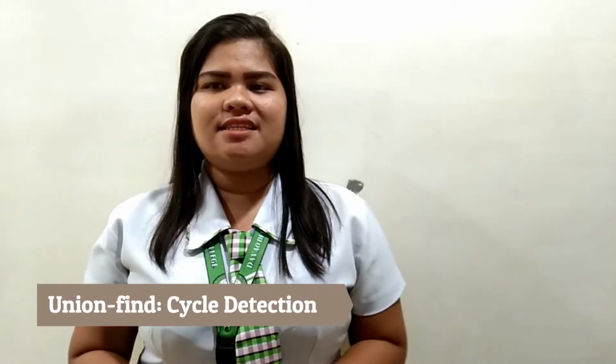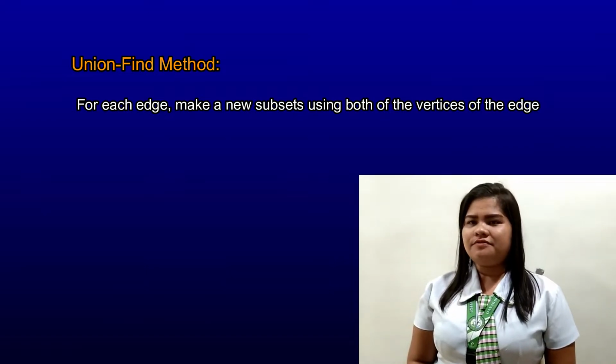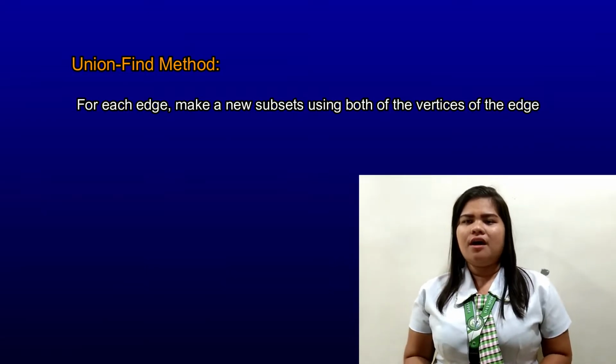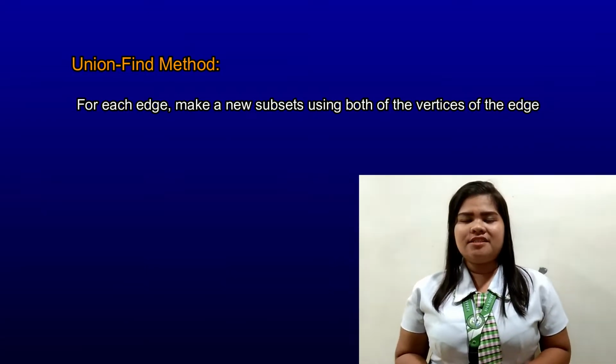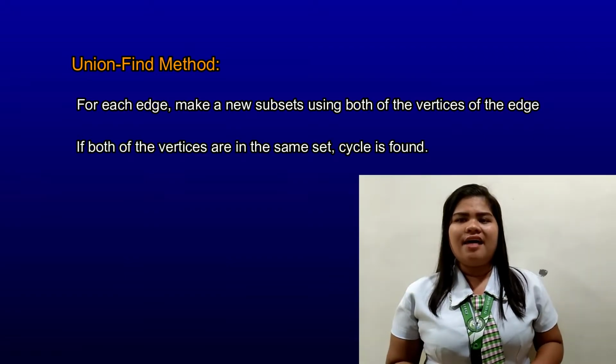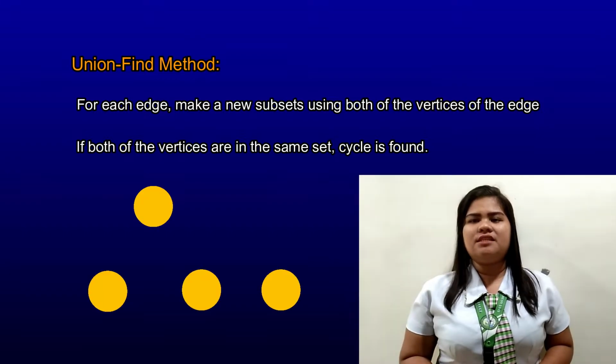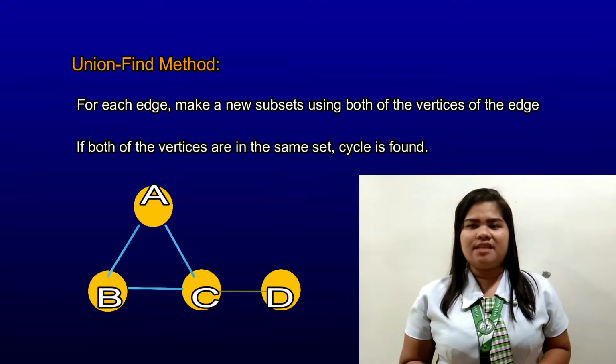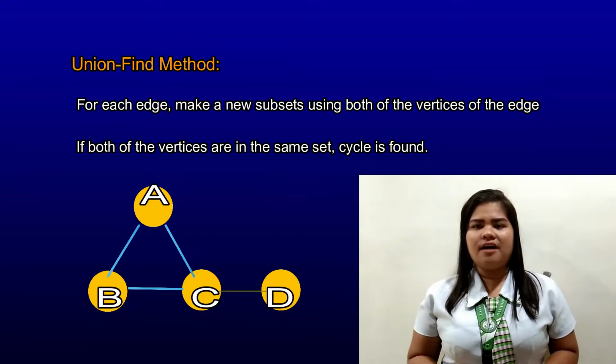Let's discuss the union find cycle detection algorithm. The method for the union find is, for each edge, we will make new subsets using both of the vertices of the edge. And then, if both of the vertices are in the same subset, then the cycle is found.